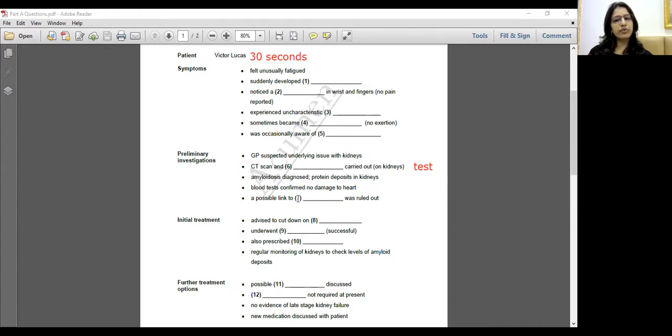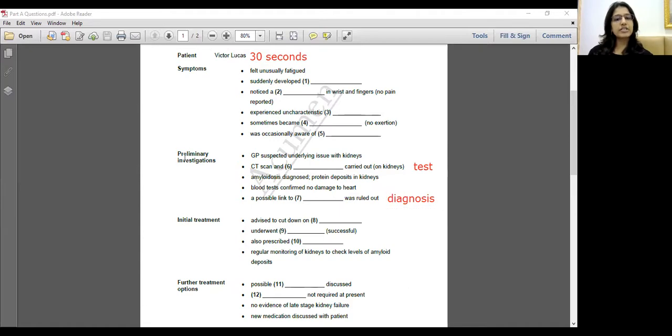Can anyone tell me what kind of information I am predicting? For question number 7, it says possible link to blank was ruled out. What kind of word am I looking for? Am I looking for any investigation here? To rule out is to exclude. Yes, so it says diagnosis. I'm looking for a diagnosis, or a disease condition that was ruled out.